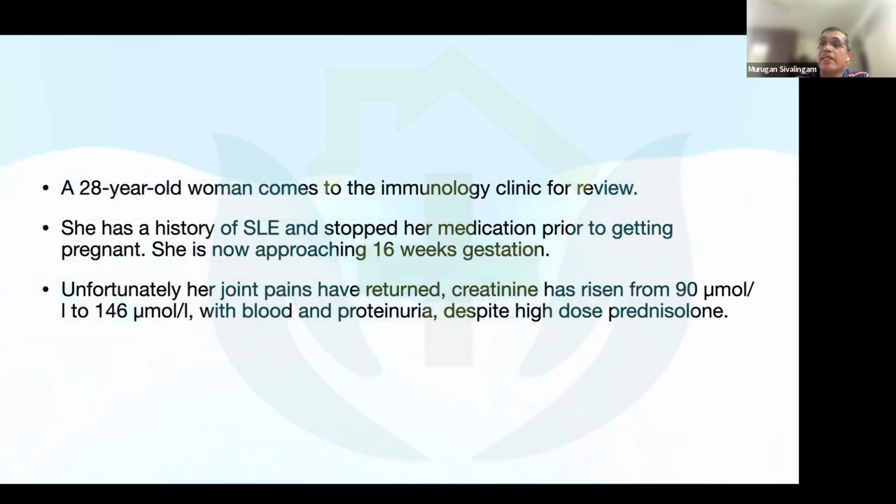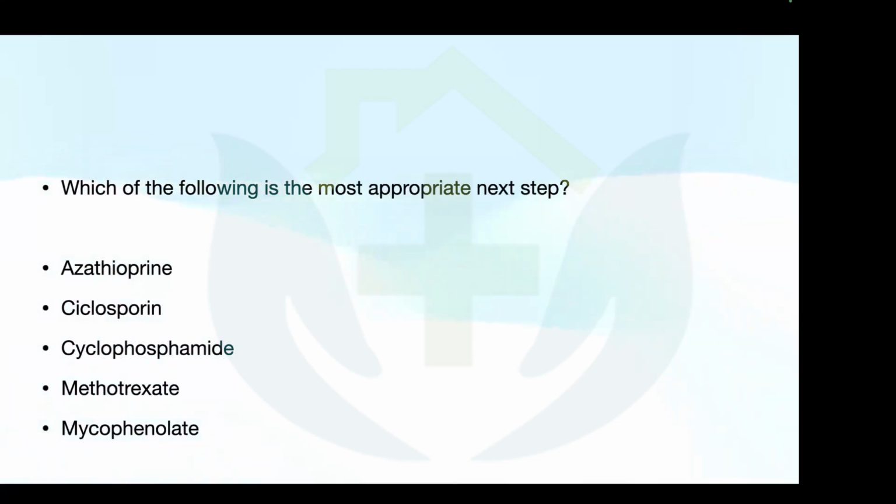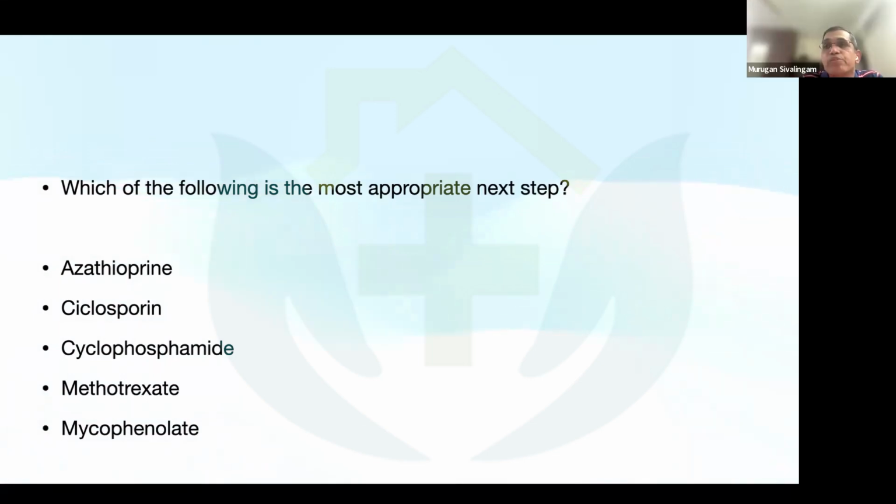We may use it for class 5 SLE nephritis. Do you remember what that is? We discussed it the other day. What is class 5 SLE nephritis? You've forgotten. We had a membranous. Exactly, that's right. Yeah, in membranous we can use cyclosporine.